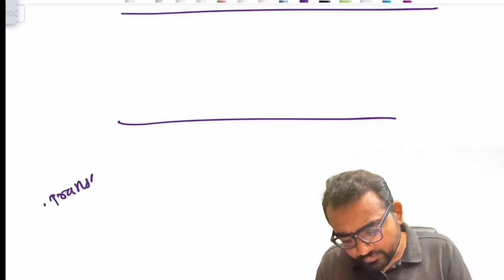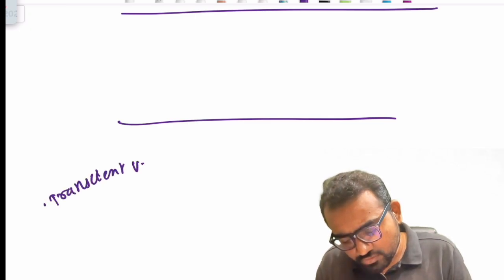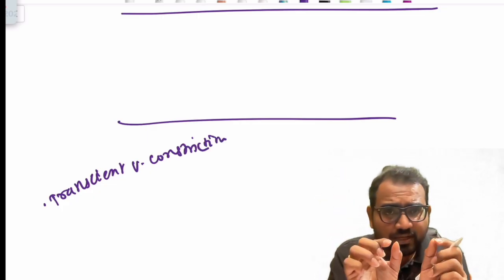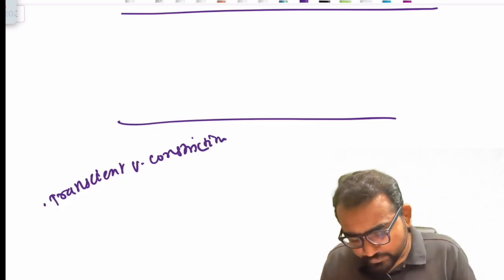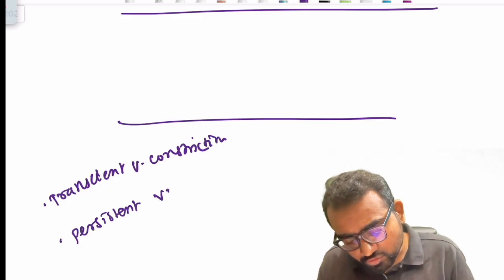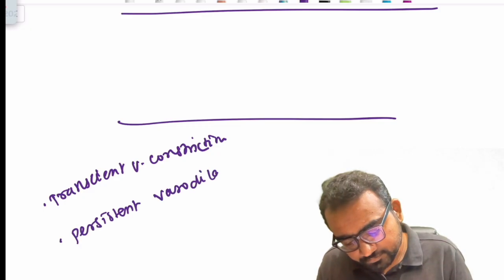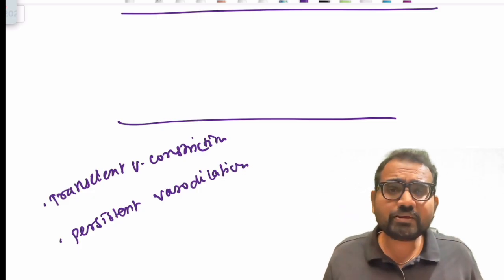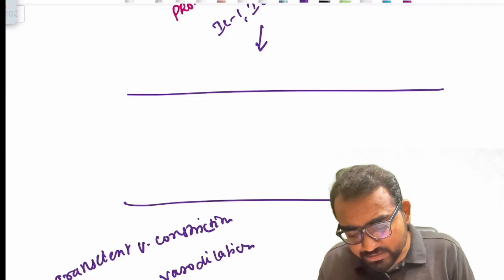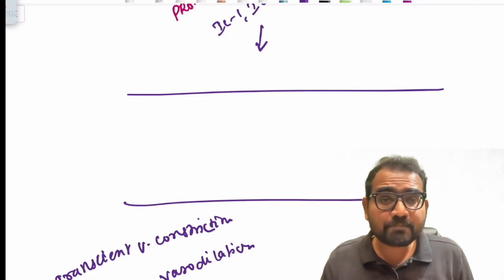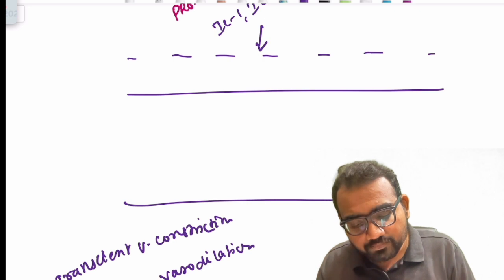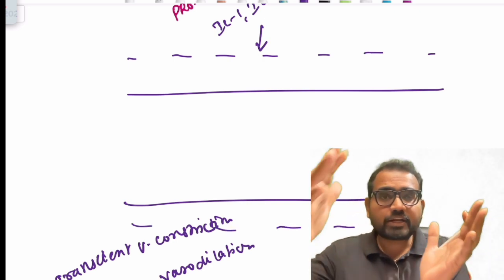Okay, so the first one will be transient vasoconstriction. So the blood vessel will shrink for a very short period of time. Then it's very important, persistent vasodilation. So what do you mean by persistent vasodilation? Imagine if the blood vessel is this much, and when I say persistent vasodilation, it will become this big. It will become this big.